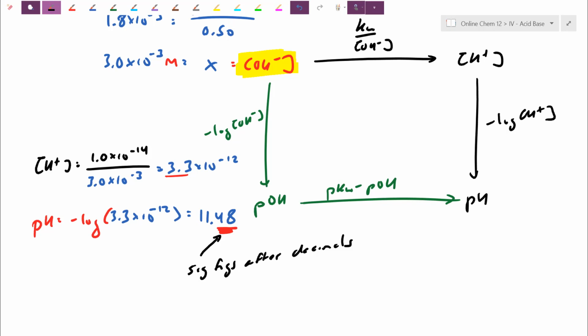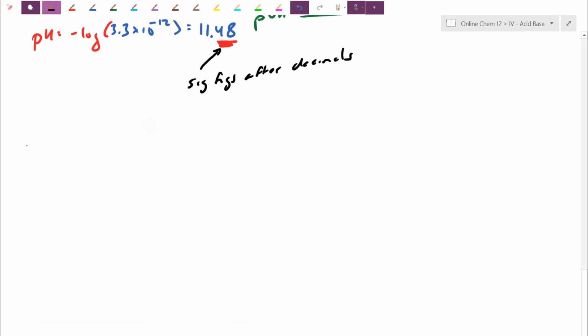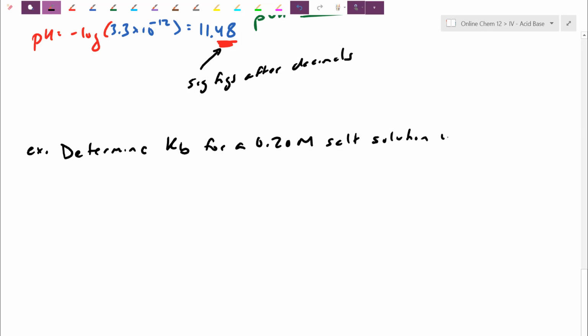Okay. So let's try out another question here. Just a slight spin-off of the problem. I want you to determine the Kb. So actually calculate the Kb value for a 0.20 molar salt solution with a pH of 11.31. Okay, so that's the setup.